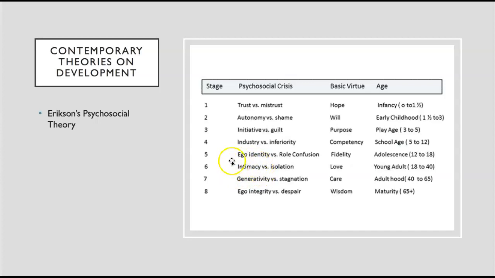And then in young adulthood, the goal is to form an intimate relationship with another person. In middle adulthood, the goal is to give back to the younger generations. And then finally, in the last stage, we review our life. And if we feel it was a life that was well lived, Erikson believed that we would die with a sense of ego integrity.